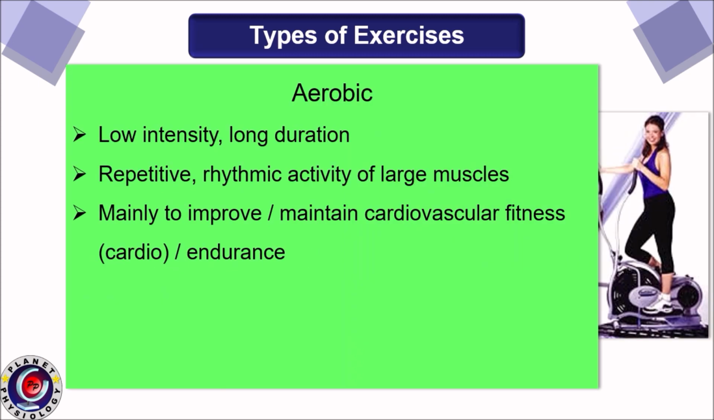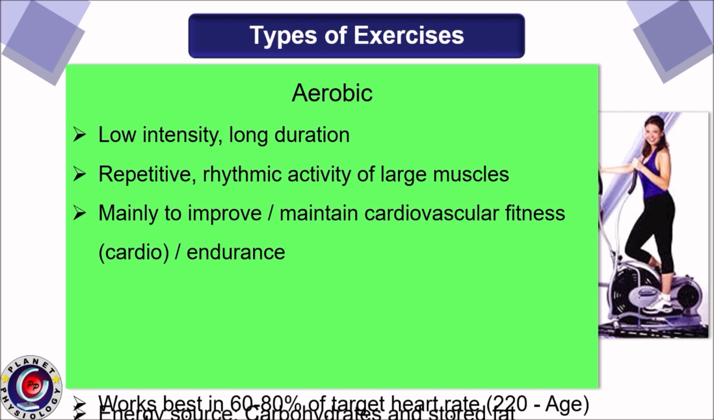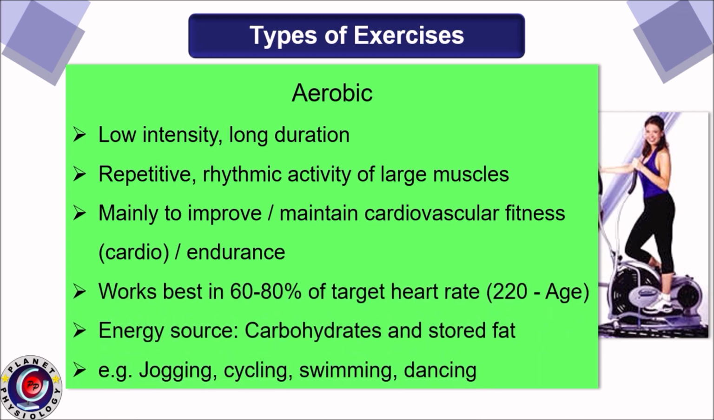Starting with aerobic exercise. These exercises are low intensity, long duration exercises done with repetitive rhythmic activity of large muscles. These exercises are mainly performed to improve or maintain cardiovascular fitness, and therefore in gym language they are also called cardio training. It is also called endurance training exercise. These exercises work best when they are performed in the range of 60 to 80% of the target heart rate. So what is this target heart rate?